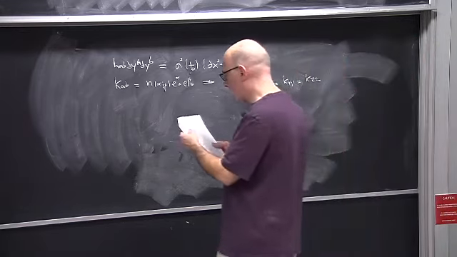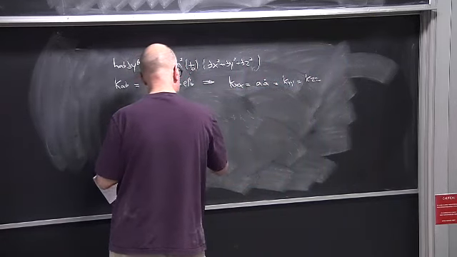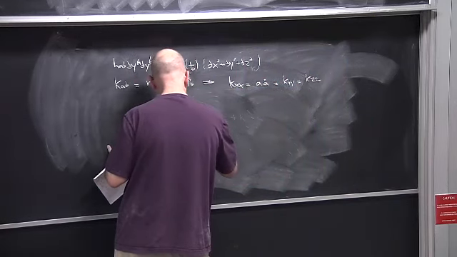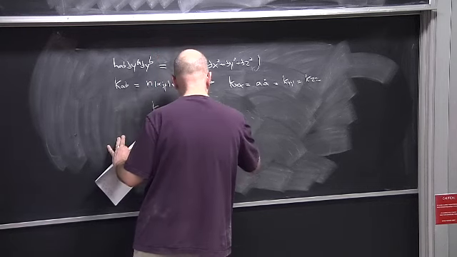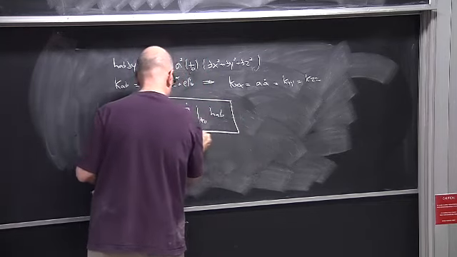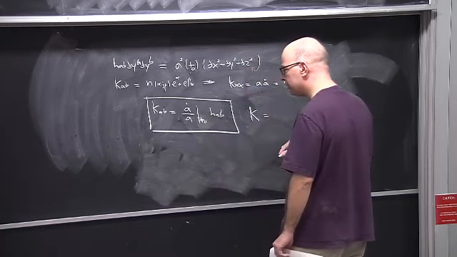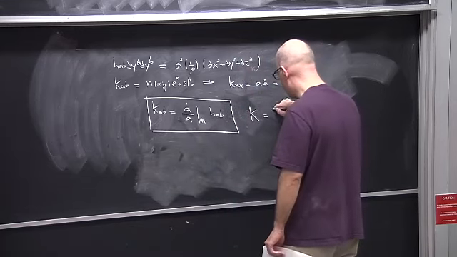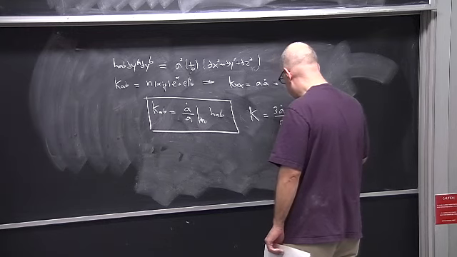So a way of summarizing all this is to say that KAB is going to be A dot over A evaluated at t equals t naught times the induced metric. And the trace of K, the trace of KAB, is going to be 3 times A dot over A evaluated at t equals t naught.